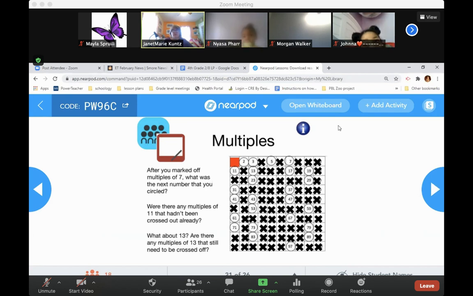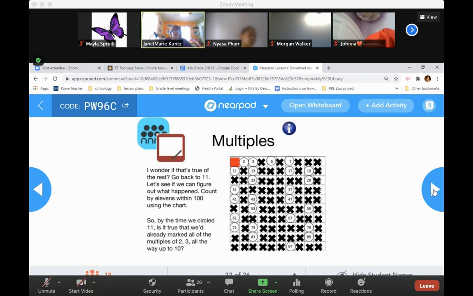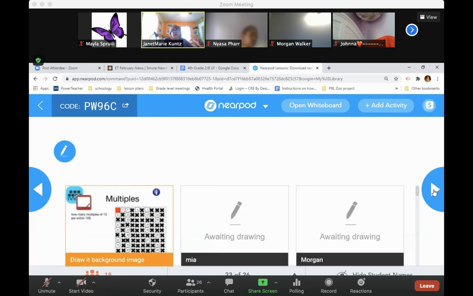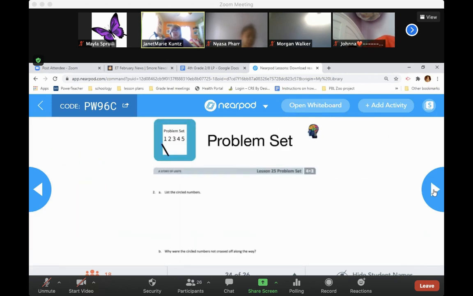So this is what you end up with, right? So all of these circled numbers are prime numbers. That means they only have 2 factors, 1 and itself. All right. Let's keep going. We're going to keep going.